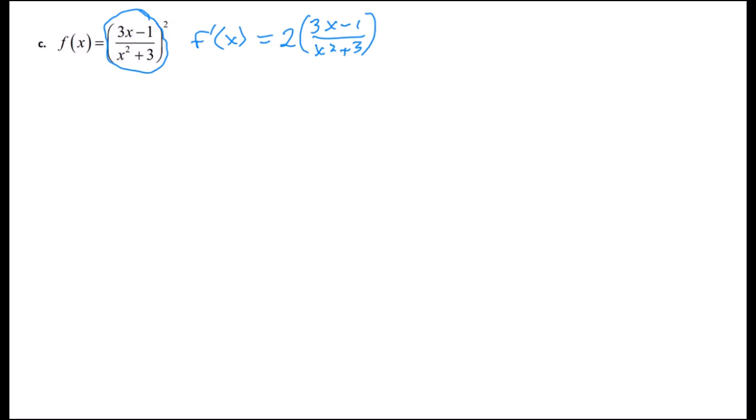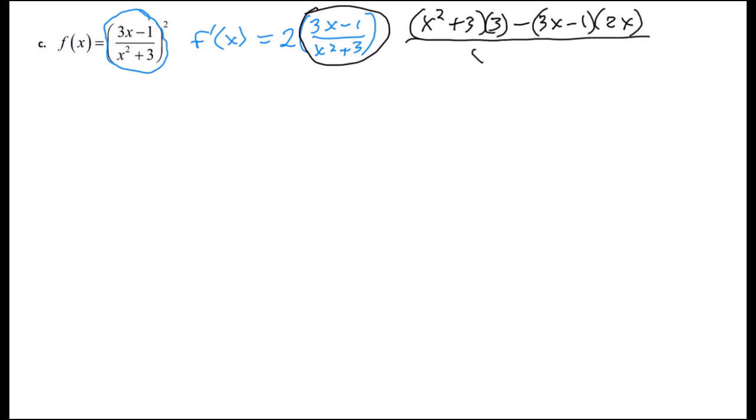Alright, then I have to get the derivative of that inside part. That's where the quotient rule comes in. So the quotient rule says I'm just getting the derivative of this part now. The derivative of that would be the bottom times the derivative of the top, which is just 3, minus the top times the derivative of the bottom, which is just 2x. All that's over x squared plus 3 squared.